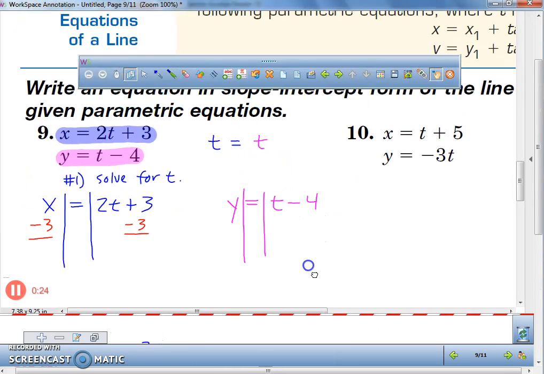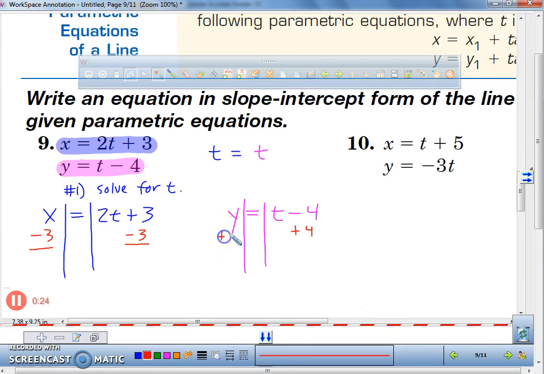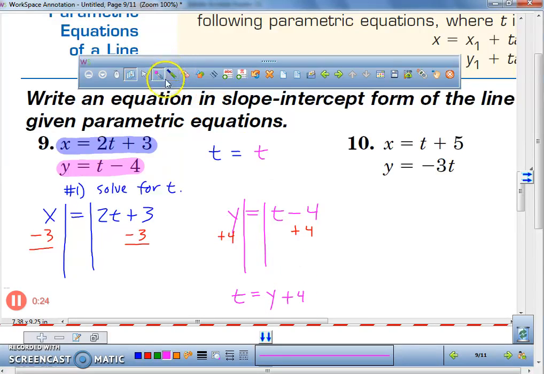Now we're going to solve for the other t. This one's a lot easier. All I have to do is simply add 4. Add 4. And so what is t going to equal in the other equation? So t equals y plus 4. Okay, so right here I'm going to write t is equal to y plus 4.